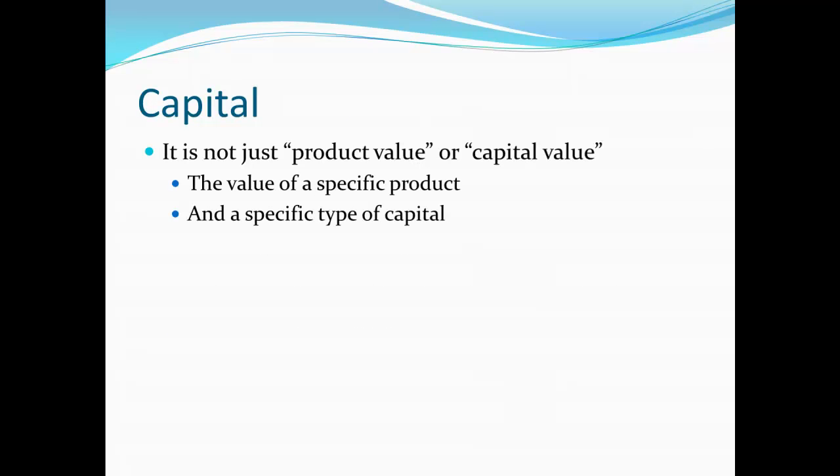So, to wrap up some stuff about capital, a major point here is that it's not just product value, like some dollar figure that's totally abstract, nor is it just capital value that's totally abstract either. Instead, what matters is the value of a very specific product that serves a specific need that consumers have. And in order to make that product, we need a specific type of capital, or a specific set of types of capital that are capable of actually producing that product that consumers would like to have.